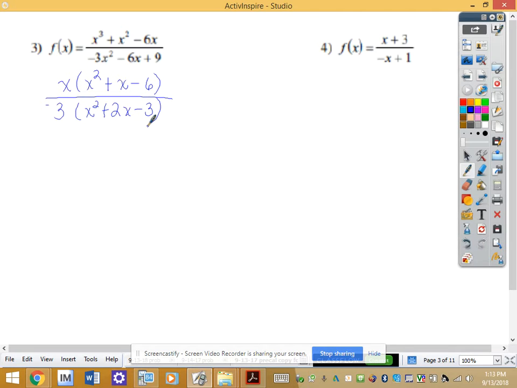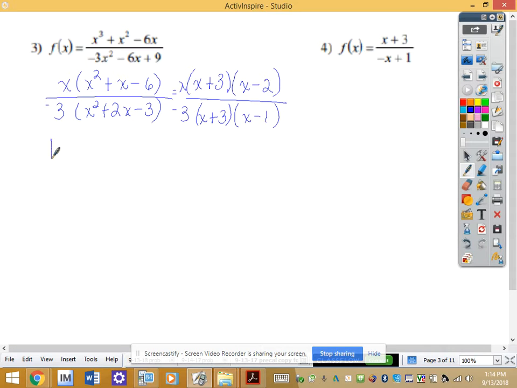Because I have trinomials both on the top and on the bottom, I know I need to factor both of those. So this is going to be x times... factors of negative 6 that add to give me a positive 1, which is going to be a positive 3 and a negative 2. Then on the bottom, I need factors of negative 3 that add to give me positive 2. So that's going to be a positive 3 and a negative 1.